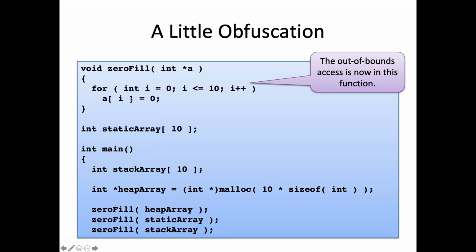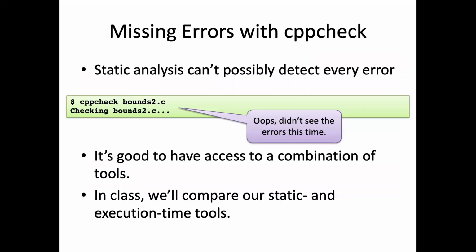I fill in every element with 0, and this is enough. This little bit of obfuscation is enough to keep cppcheck from catching this. If you run it now on this slightly trickier program, it doesn't catch any of these errors. This doesn't mean it's bad. I'm delighted to have tools that'll catch any errors in my programs. It's just that for sufficiently tricky code, the static analysis is not going to be able to catch everything.